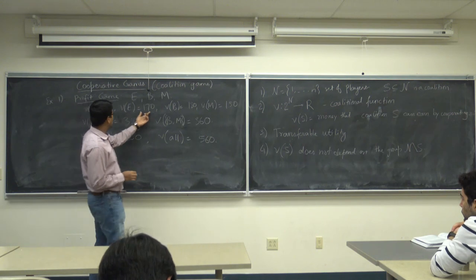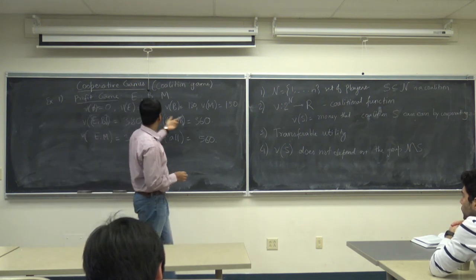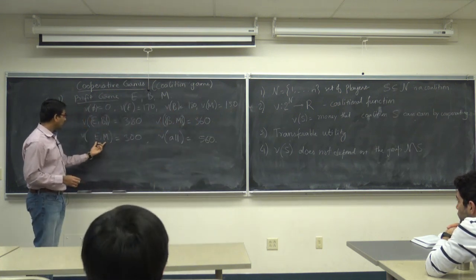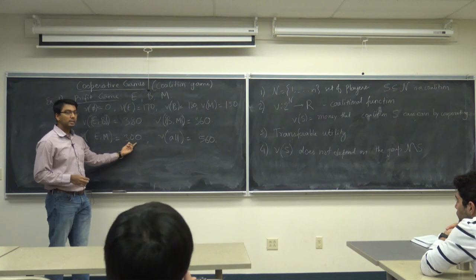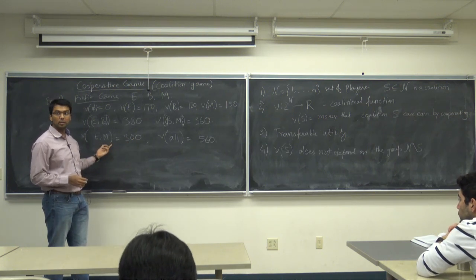So if they earn individually, they earn $170 plus $150, so that's $320. But now if they join hands together, they can only earn $300. So probably forming this coalition is not useful, okay?